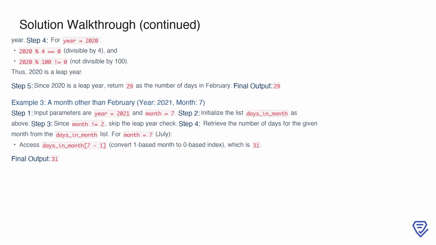Lastly, let's look at an example where the month is not February. For instance, with year equals 2021 and month equals 7, July, we initialize the days_in_month list as usual. Since the input month is not February, there's no need to check for leap year conditions. Instead, we directly retrieve the number of days for July from the list. Using zero-based indexing, days_in_month[7 - 1] gives us 31, which is returned as the final output.